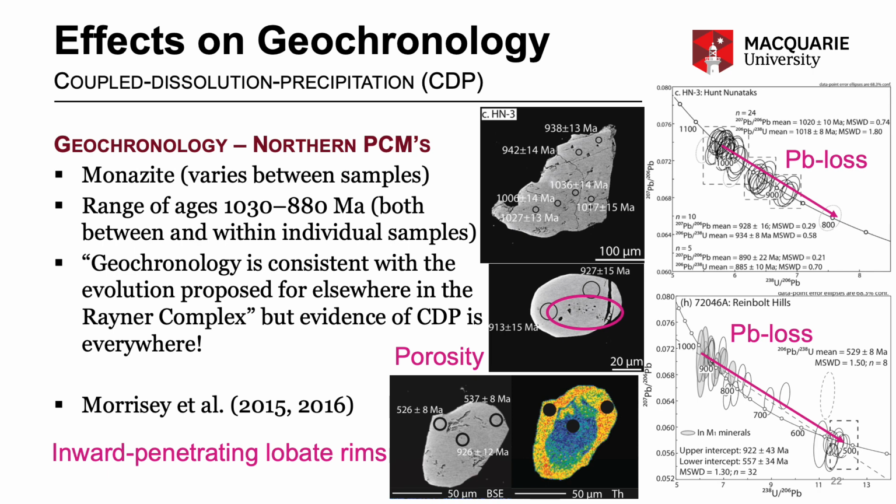Another example here is from Antarctica, where the ages ranged from 1030 to 880 within a sample and also between samples. The interpretation was that the geochronology was consistent with the evolution proposed elsewhere in the Rayner complex, but texturally, if we look at some of the pictures presented in this work, there is evidence of coupled dissolution precipitation. Things like the porosity in the cores of some of the grains, and things like the inward penetrating lobate rims as shown in the chemical diagram at the bottom.